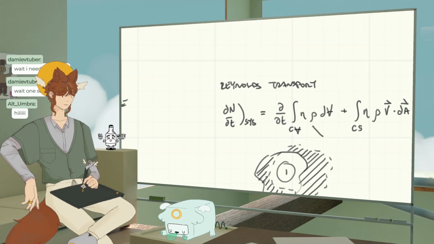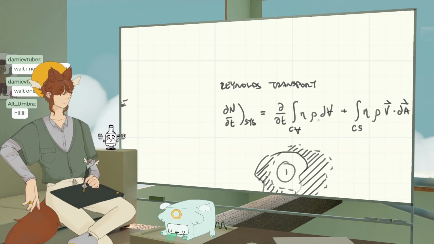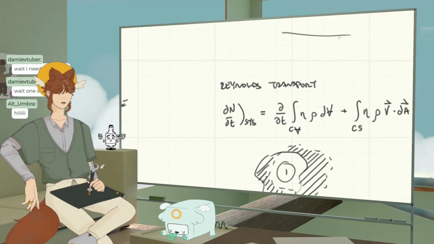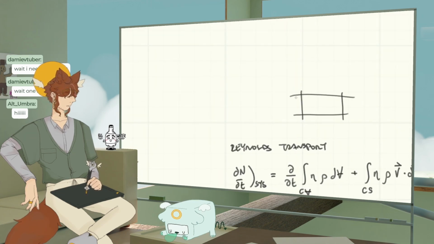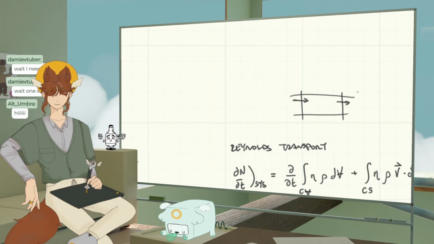And then this is our term about if the stuff inside our control volume is changing in and of itself. So let's say we have a control volume where we have a pipe, and we just take a chunk of the pipe and ask how much is going in and how much is going out? That's going to be the same, right?